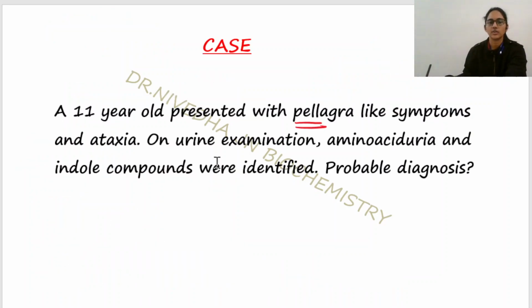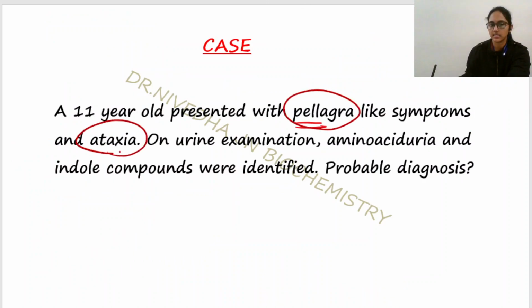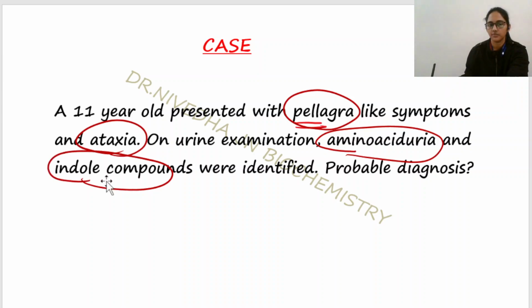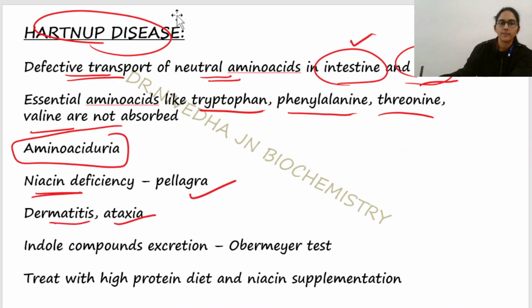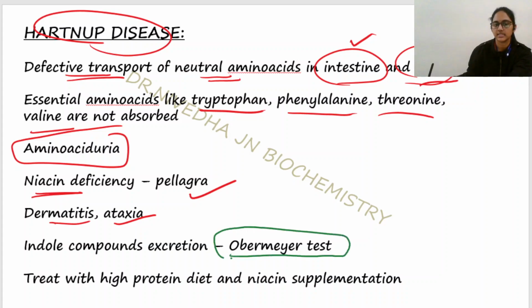So in this case, what is present? We have pellagra-like symptoms and ataxia. You also have aminoacidurias because of the defective transport of the amino acids, and indole compounds were identified. Indole compounds are identified using a test called Obermeyer's test. So how do you treat this? You treat with a high protein diet and niacin supplementation. So this is a case of Hartnup's disease.